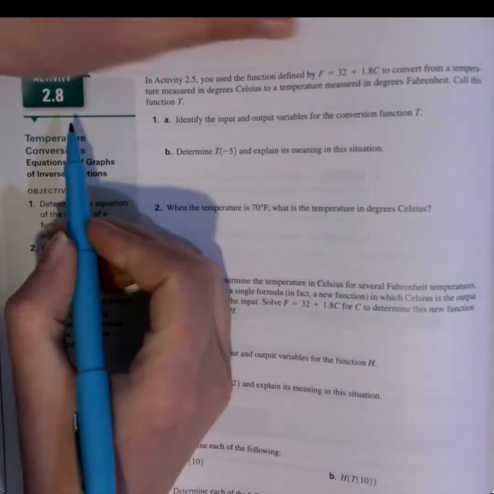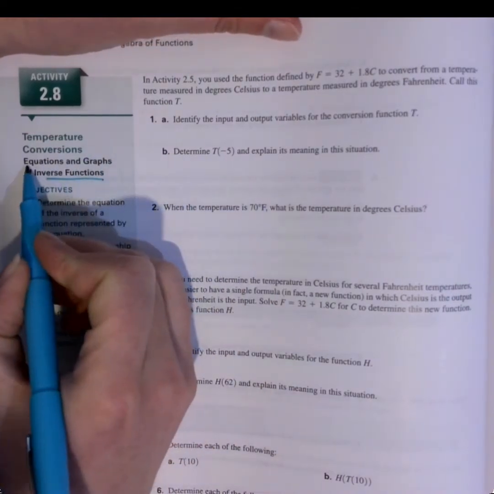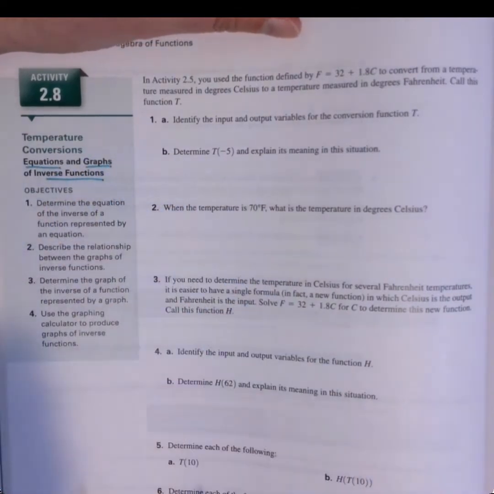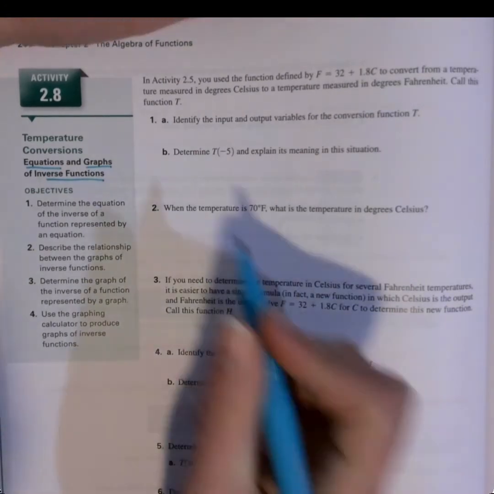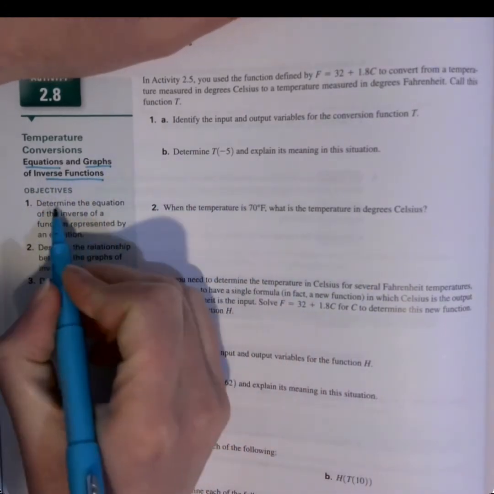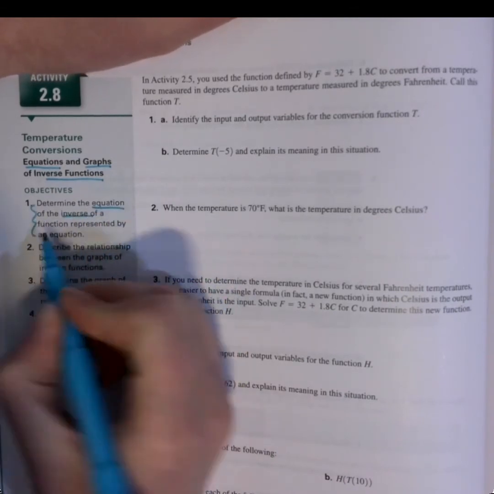In section 2.8, we're also looking at inverse functions, but we're going to be looking at them through equations and graphs. So we were looking at them primarily numerically in the last section. So our first objective is to determine the equation of an inverse function. So that's going to be our algebraic.